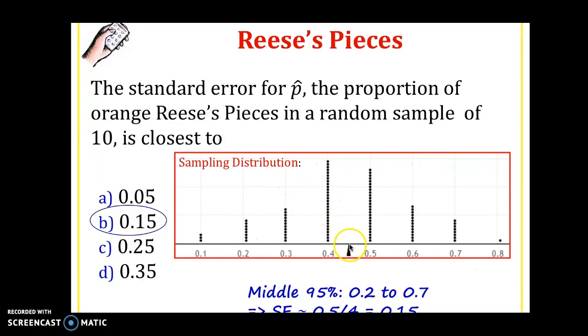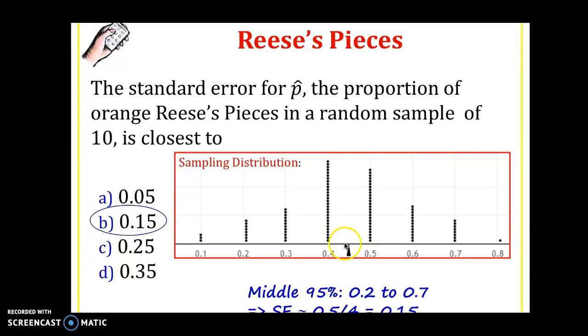So that's going to be within 2 standard deviations. If we think about going from 0.2 all the way to 0.7, the difference between those two numbers is 0.5. But this would be 4 standard deviations, 2 above and 2 below. So we take 0.2 to 0.7, find the difference, which is 0.5, and then we divide that by 4 because we've got 2 standard deviations below and 2 standard deviations above, and that's how we get the standard error to be 0.15.